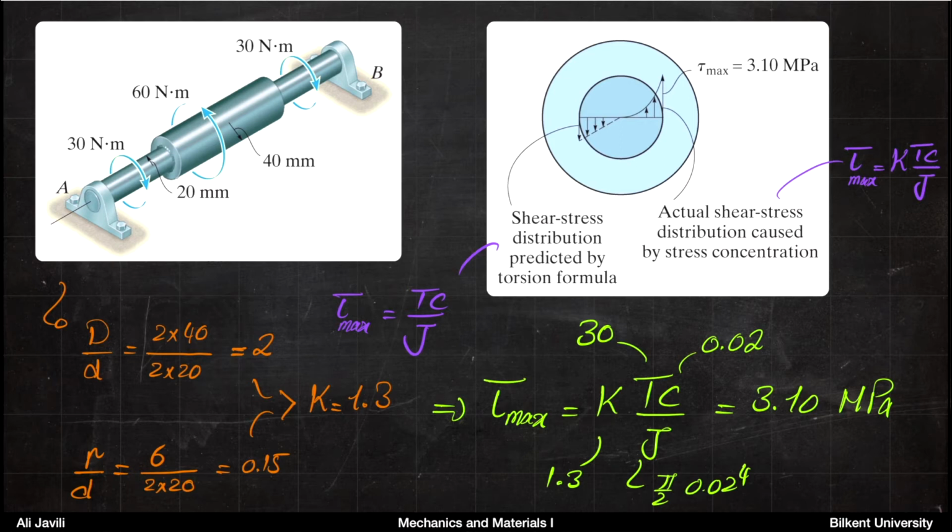So if we did not have a stress concentration factor, here you get your common linear distribution, which would look like this. But then again, because now we have a maximum shear stress, the actual shear stress distribution would look like this.